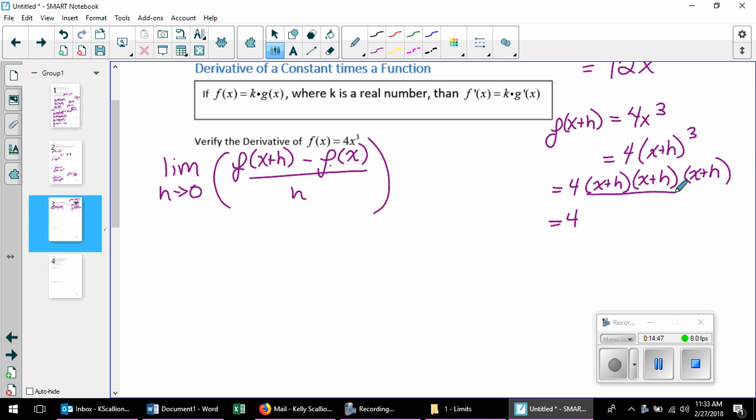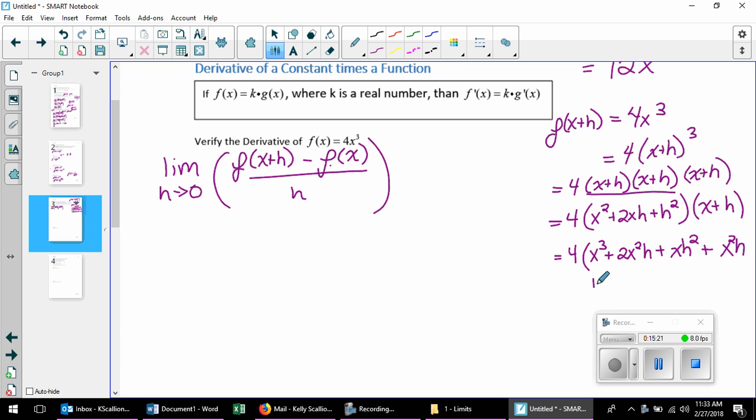Did I mention I want to cry? I'm going to do these two first because I can do those really quickly in my head. So I'm going to go x, so that would be x cubed plus 2x squared h plus xh squared plus x squared h plus 2xh squared plus h cubed. Got it?